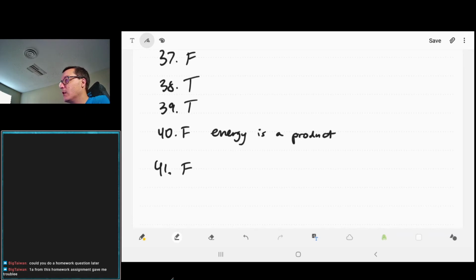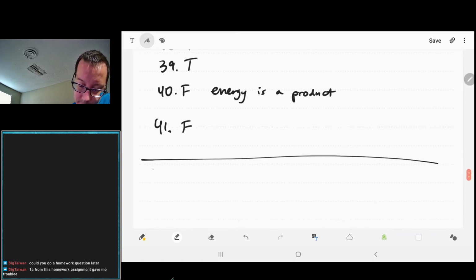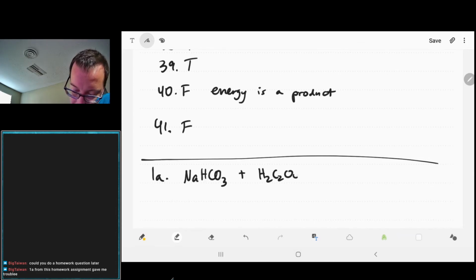Write the reaction, include states of matter, and balance it. Okay, so we have sodium bicarbonate and oxalic acid. So let's just write out the compounds. Alrighty, so we have those two. Hopefully we can tell this is an acid, right? And this is an ionic compound.